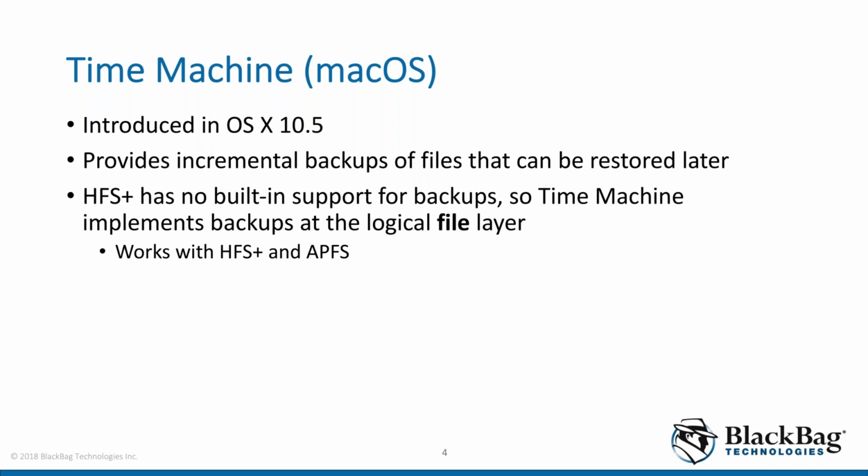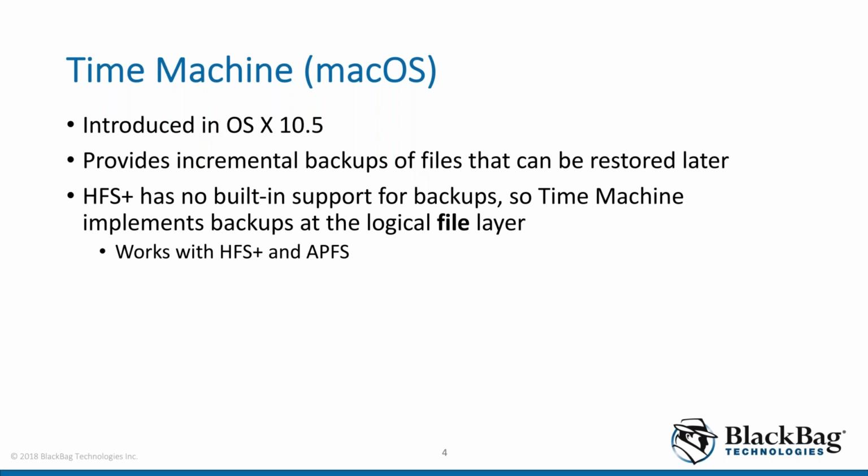The first backup solution we'll talk about is Time Machine. Time Machine has been around for quite some time. It was first introduced in OS X 10.5, and it provides incremental backups of files so that you can restore them later. Unlike the other backup solutions that we'll talk about today, Time Machine's primarily used to back up files from the local volume to another volume, either an external disk or a network connected drive.